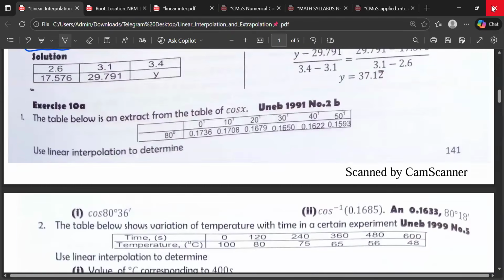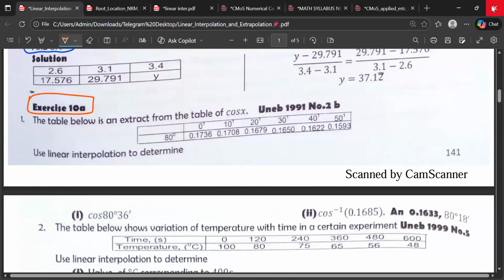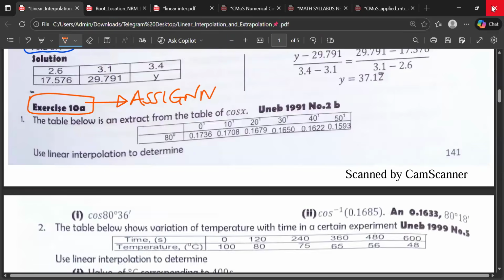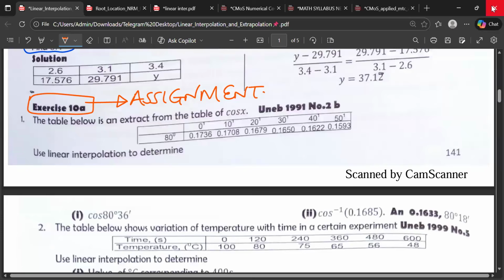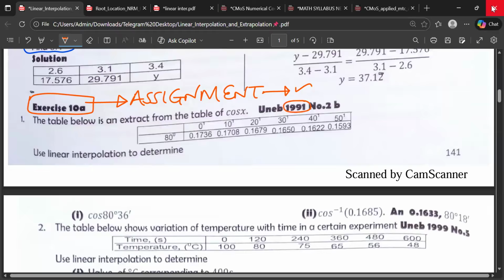So I want you people to look at this number. This is an exercise assignment, but we are going to do some, so that we don't leave any stone unturned. Look here. It is from 1991. I think in 1991 I was 4 years old. It's very old, but we cannot take it lightly.